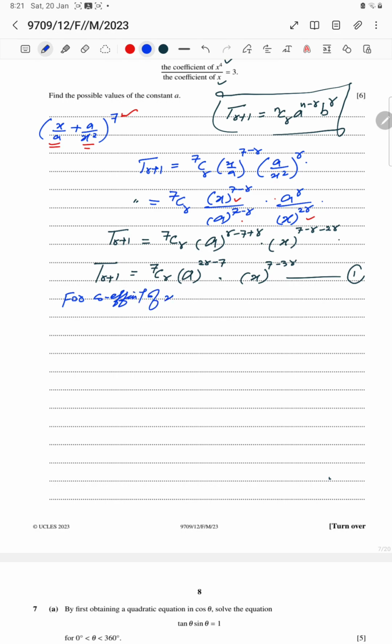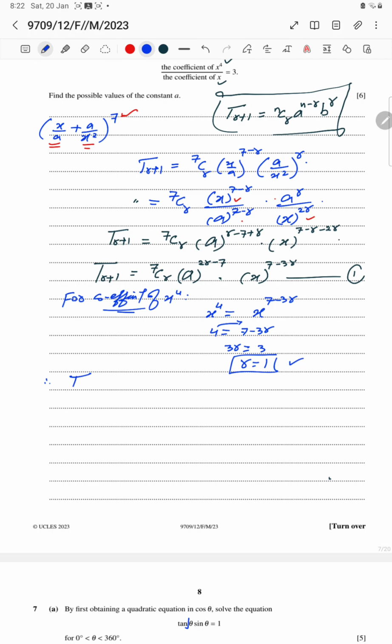For the coefficient of x^4, what to do? We will compare the x^4 with the x power in equation number 1, that is 7 minus 3r. By comparing the powers, we get 7 minus 3r equal to 4. 3r comes here; when 4 goes there, 7 minus 4 is 3, so r becomes 1. Therefore, the term involving the coefficient of x^4 will be, r is, now we got the r.